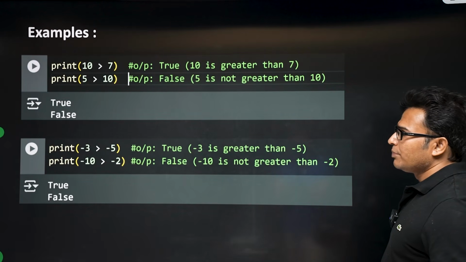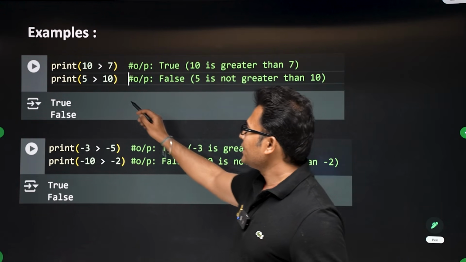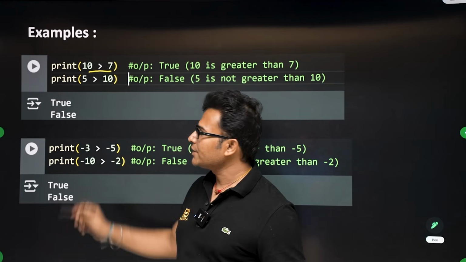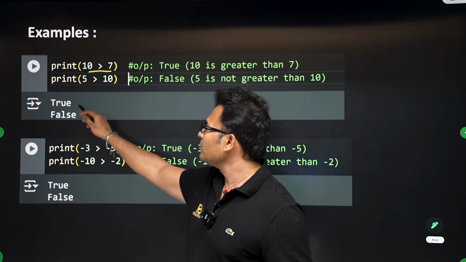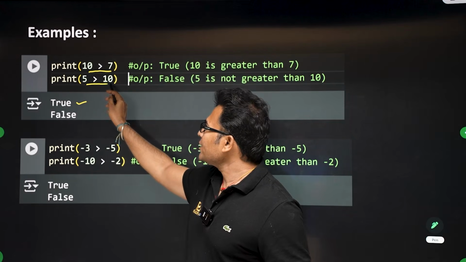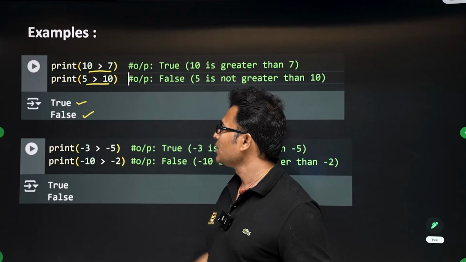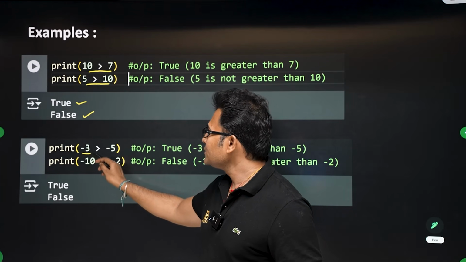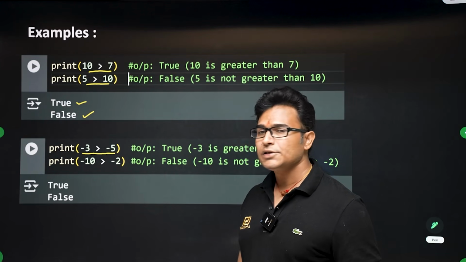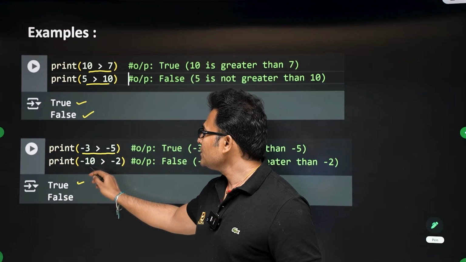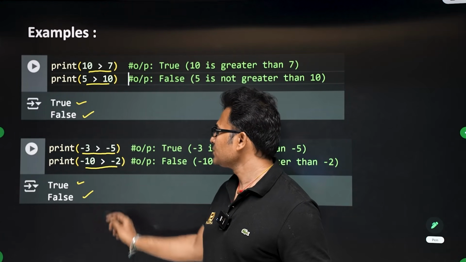If you try to print something like this, print 10 is greater than 7. 10 is greater than 7 is true, right? Therefore true will be printed. 5 is greater than 10 is false, therefore false is printed. Minus 3 is greater than minus 5, yes, it is true. Minus 10 is greater than minus 2, it is false, right?